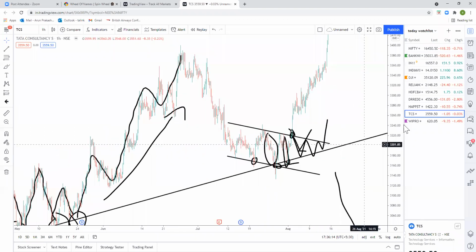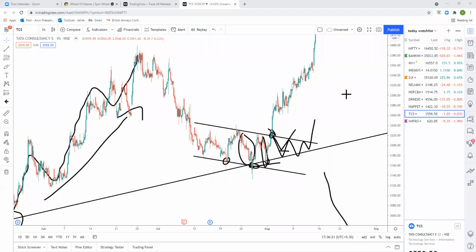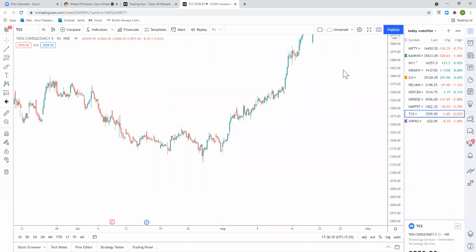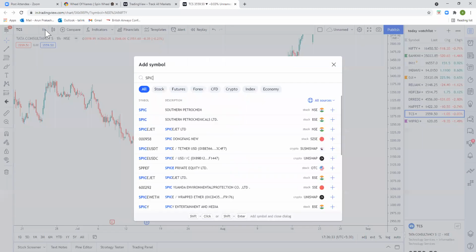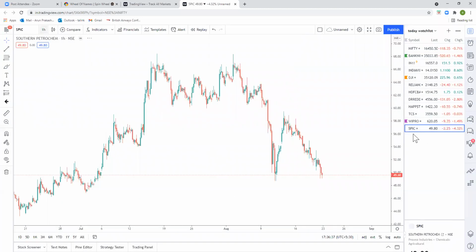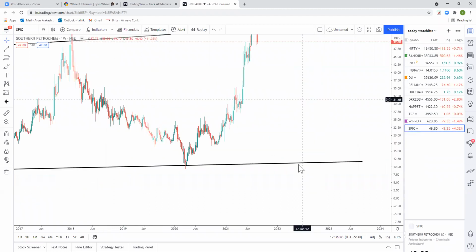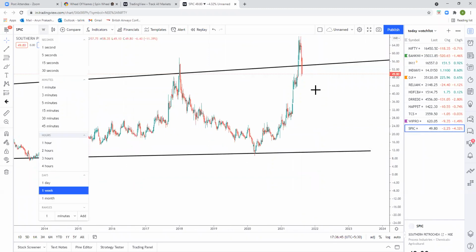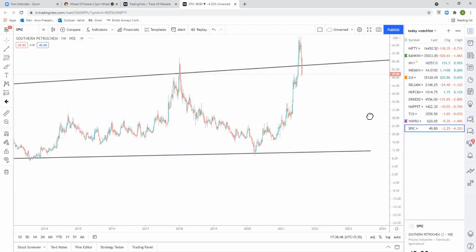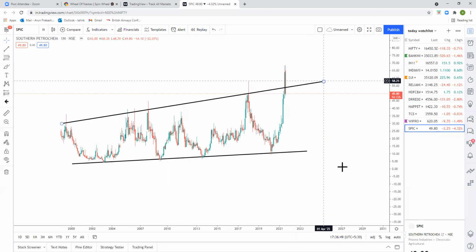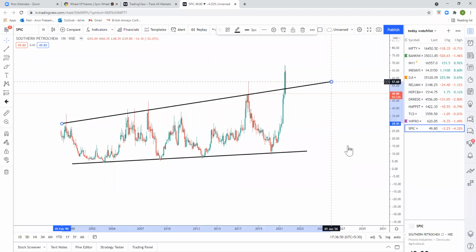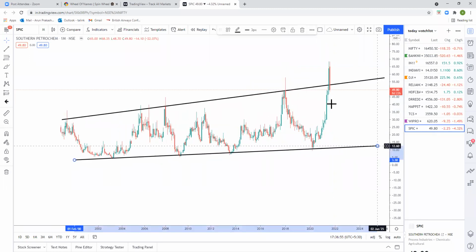Can you do an analysis on the stock SPIC? SPIC, SPIC. Yes, yes, sir. Okay. It's in a monthly. I took an entry after that breakout, and now it's very close to my stop.